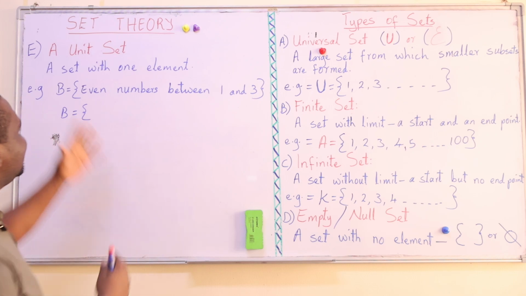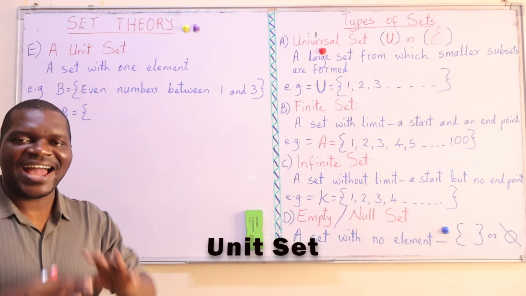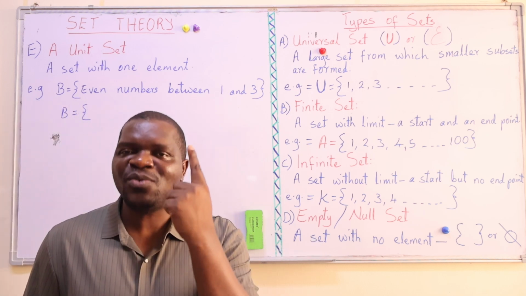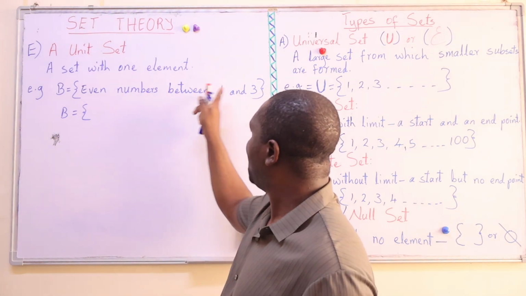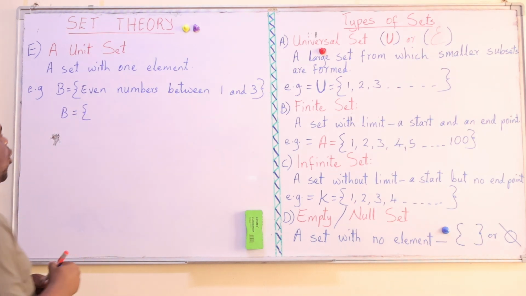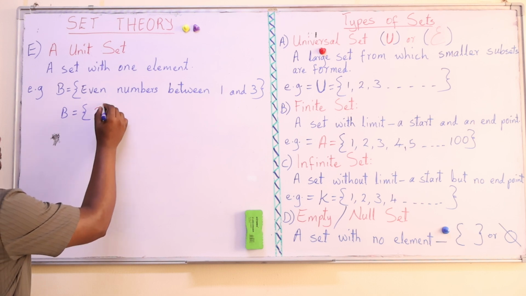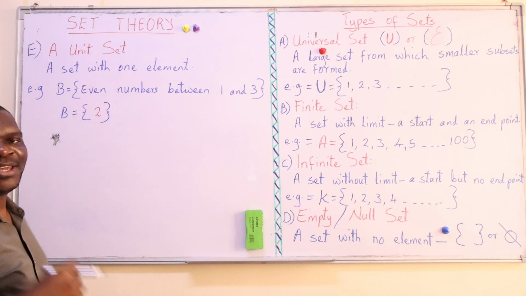The last type of set is a unit set. A unit set is simply a set with only one element. Let's look at an example. B is the even numbers between 1 and 3. The only even number between 1 and 3 is 2. And if in this set we have just one element, which is 2, we call that a unit set.